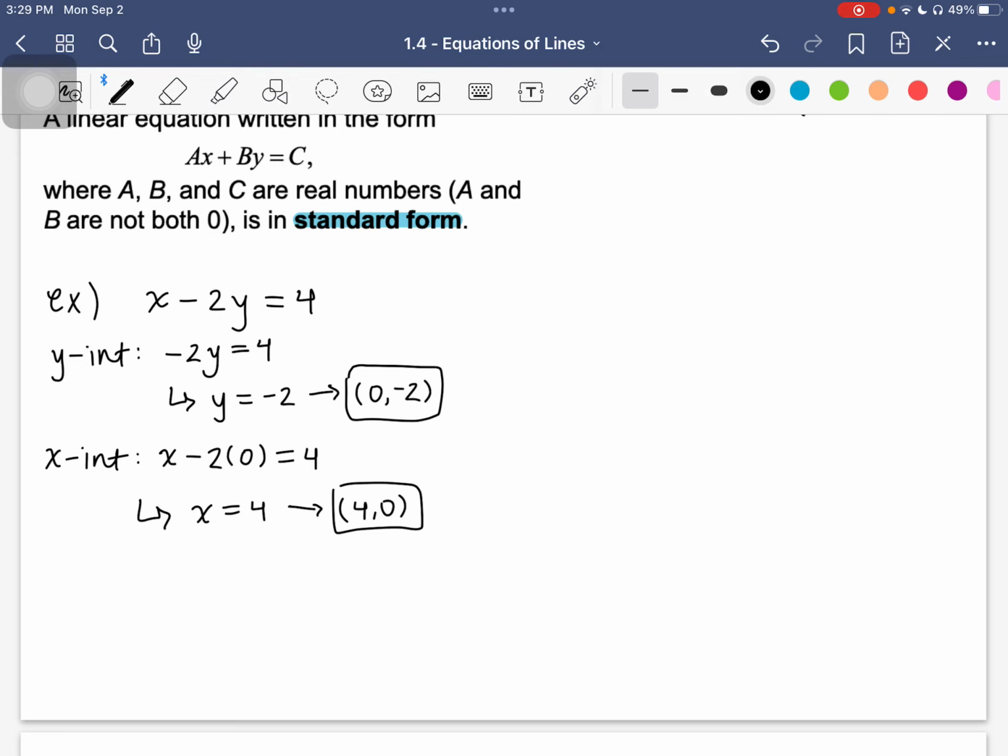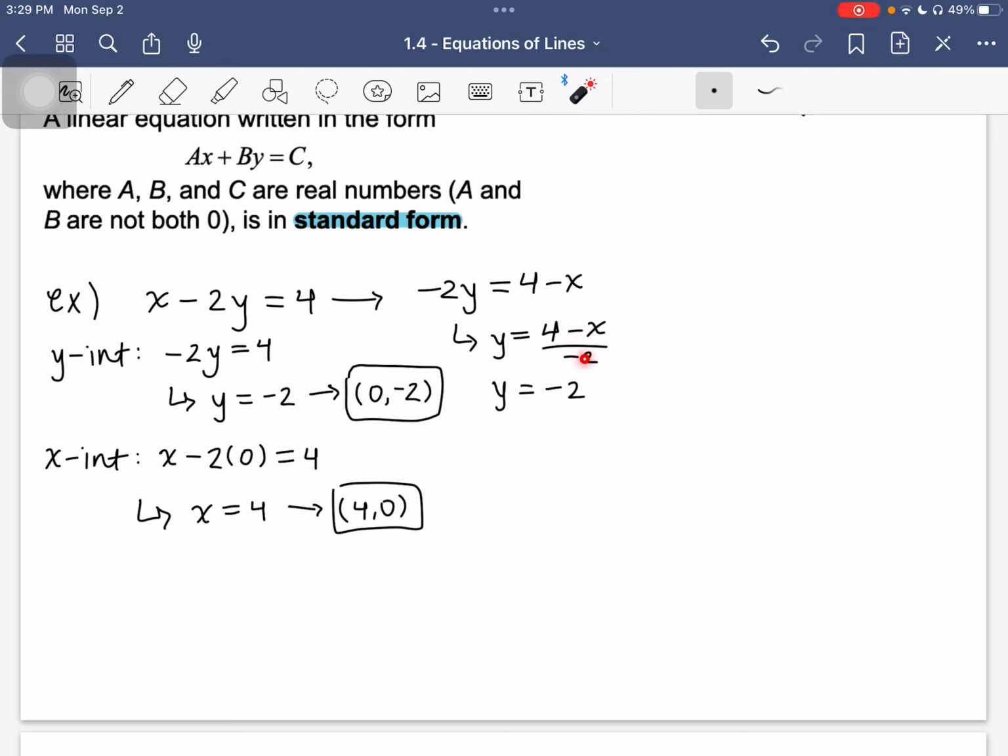All right. The next thing we can do for this standard form is we can solve for y. And I'll show you why in a moment. So what we can do is subtract x on both sides. So we get negative 2y is equal to 4 minus x. And then solving for y, we'll divide by negative 2 on both sides. So we get y is equal to 4 minus x over negative 2. And then doing one last step of simplification, we have 4 divided by negative 2, so we get negative 2. And then we have negative x over negative 2, so that becomes a positive x over 2, or 1/2. So let's actually write this as 1/2 x minus 2.